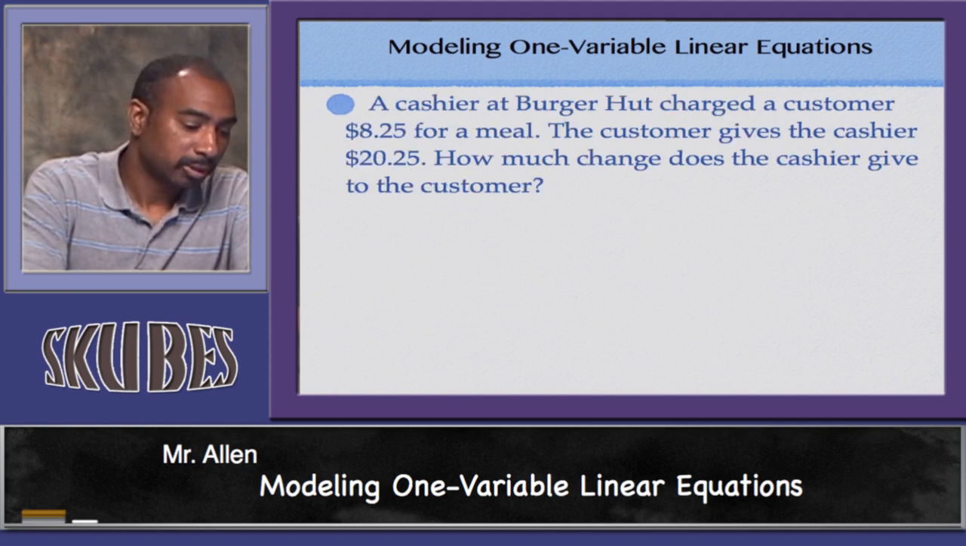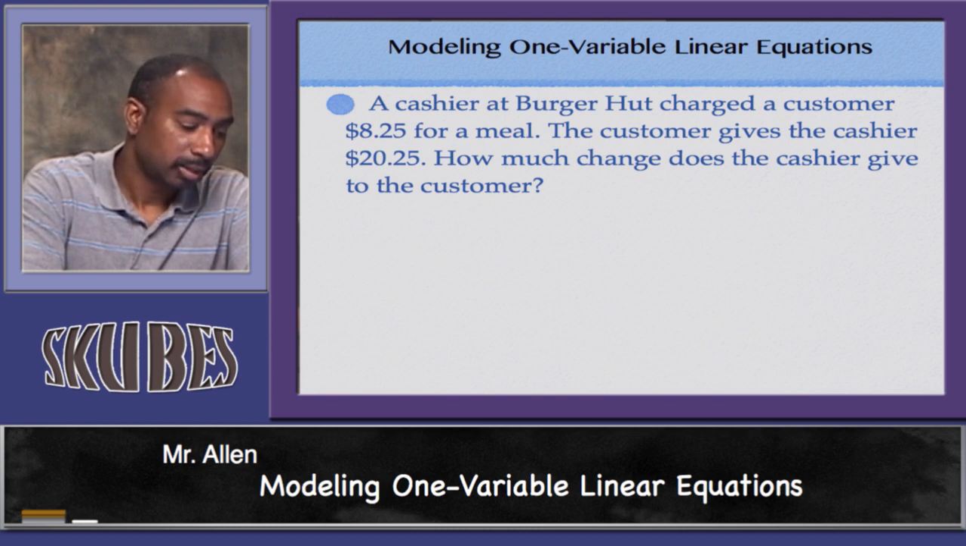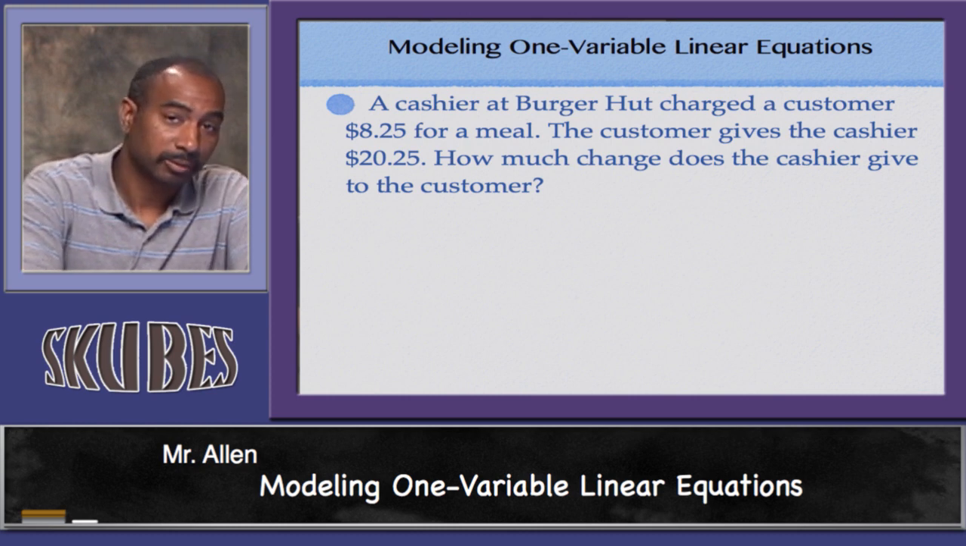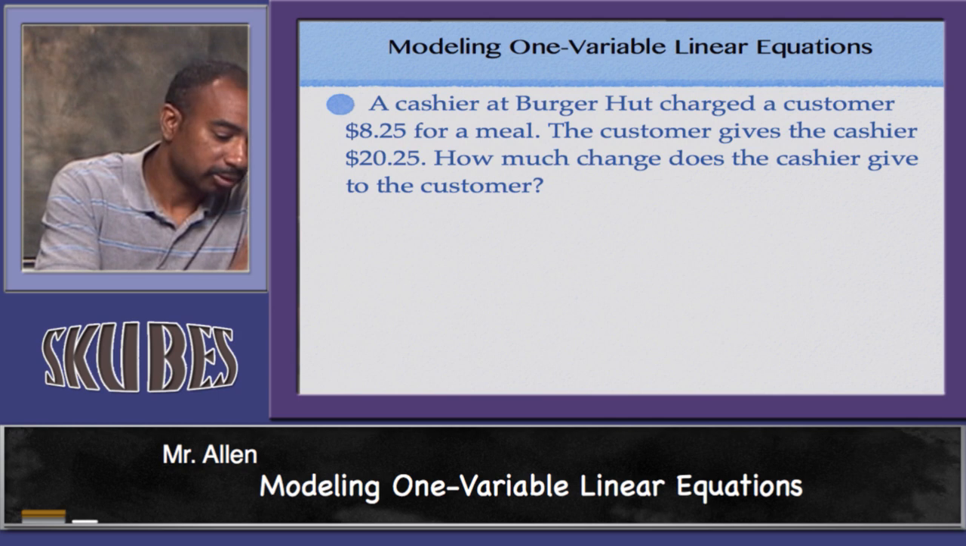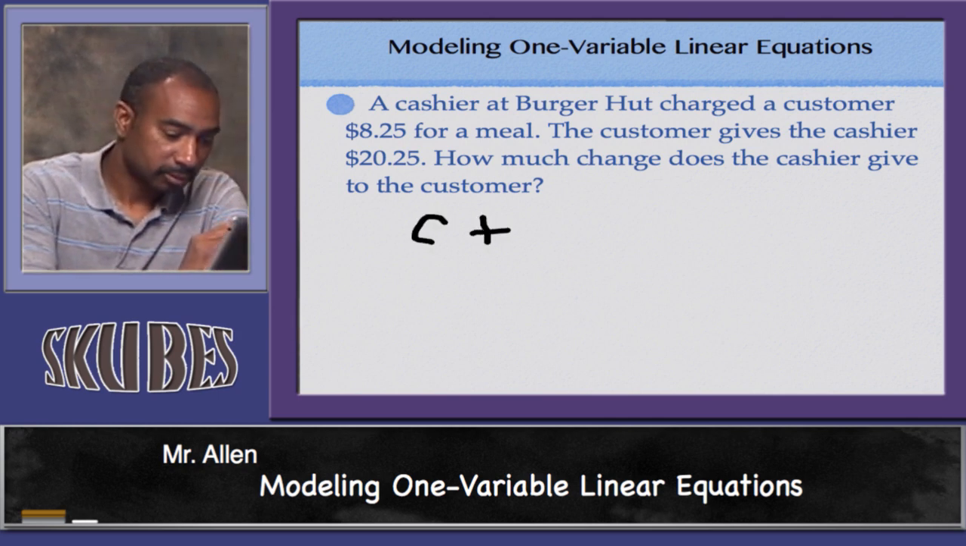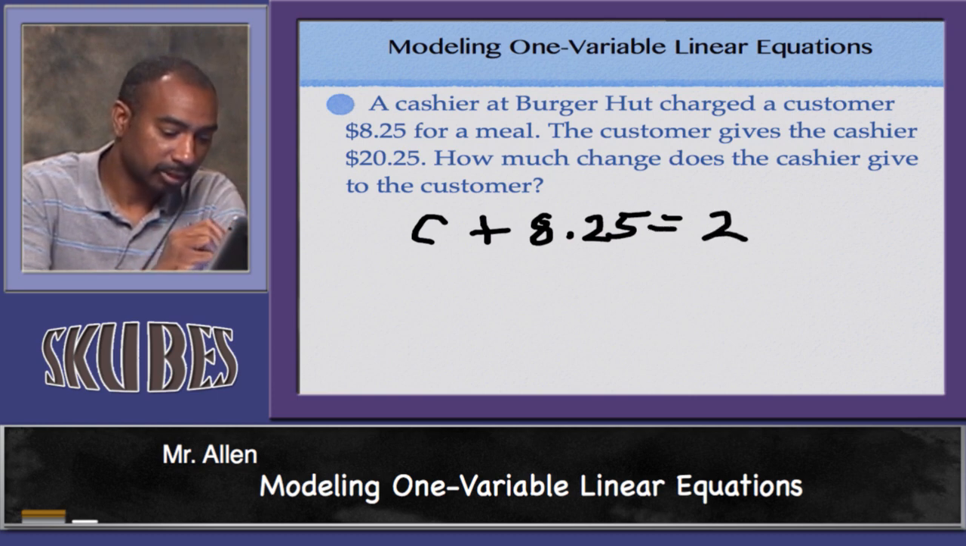A cashier at Burger Hut charges a customer $8.25 for a meal. The customer gives the cashier $20.25. How much change does the cashier give the customer? Well, this could be modeled using an equation. So you can say the change plus the amount of the meal has to equal the total amount he gave to the cashier.